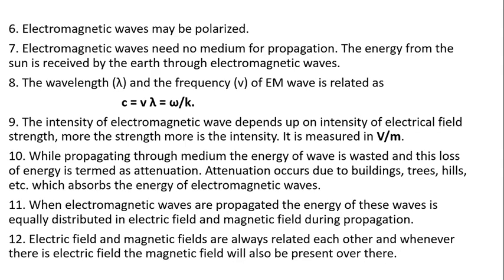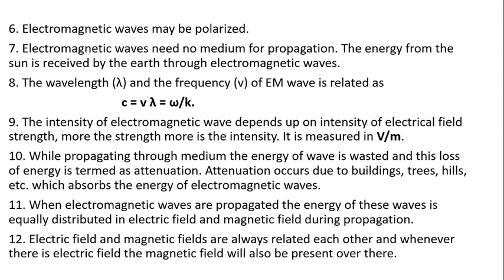The intensity of an electromagnetic wave depends upon the intensity of the electric field strength. The greater the strength, the greater the intensity. It is measured in volt per meter. The intensity of the electromagnetic wave depends on the electric field, and its unit is volt per meter.